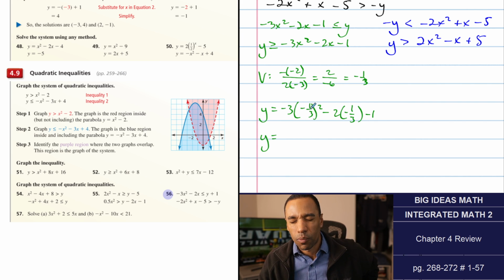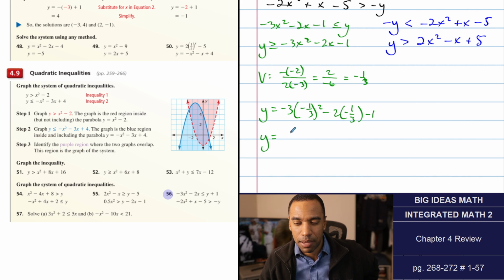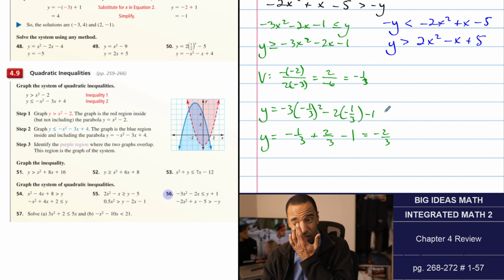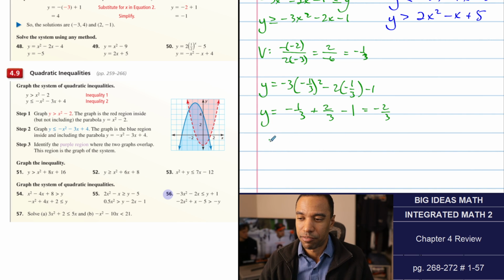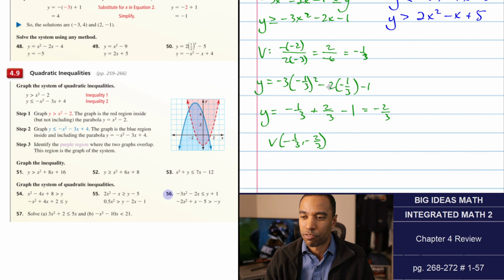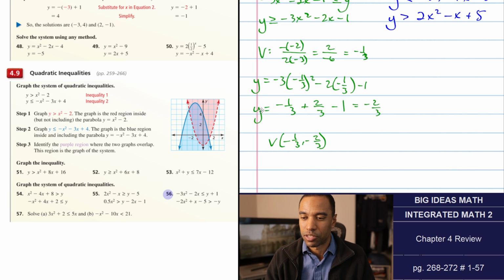Negative 3 times negative 1/3 squared is 1/9. Negative 3 times that is negative 1/3. This is plus 2/3, which is positive 1/3, minus 1, which is negative 2/3. So you get negative 1/3 comma negative 2/3 is your vertex here. And we're going to graph that and use a vertical stretch factor of negative 3. It's going to go downward.